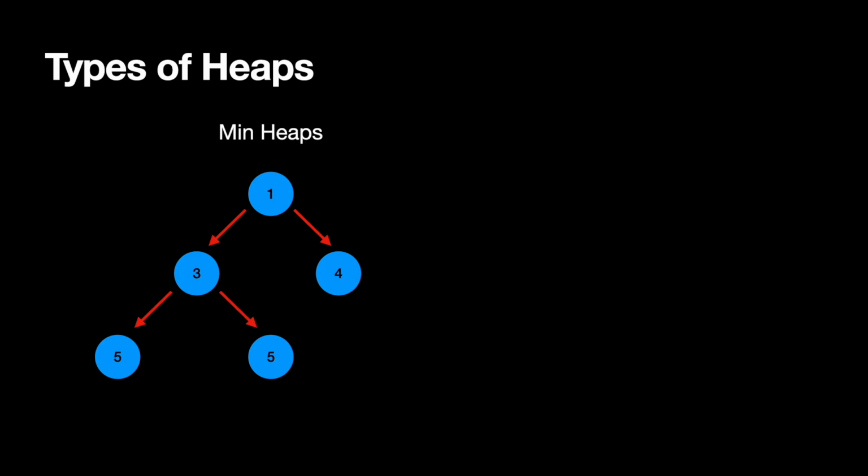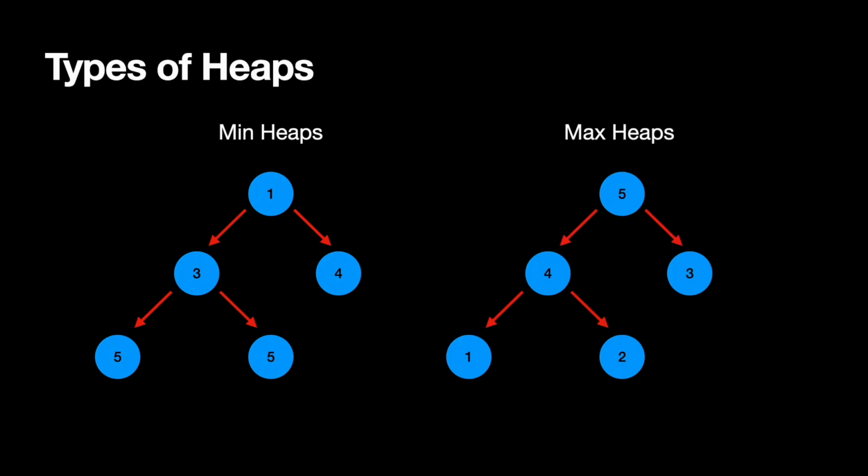So there are two types of heaps or heap property rules. One is min heaps, in which the parent node has to have a value less than its children, and max heaps are just the opposite.